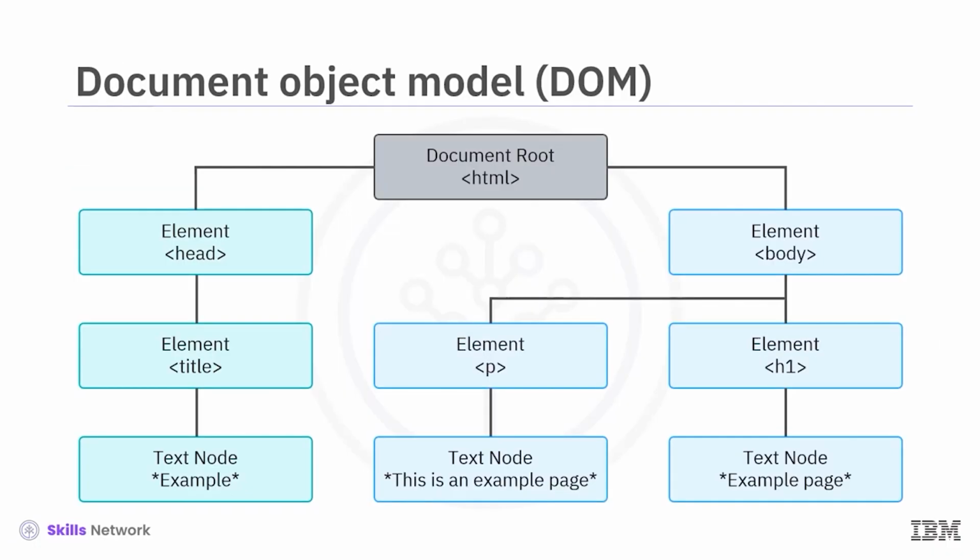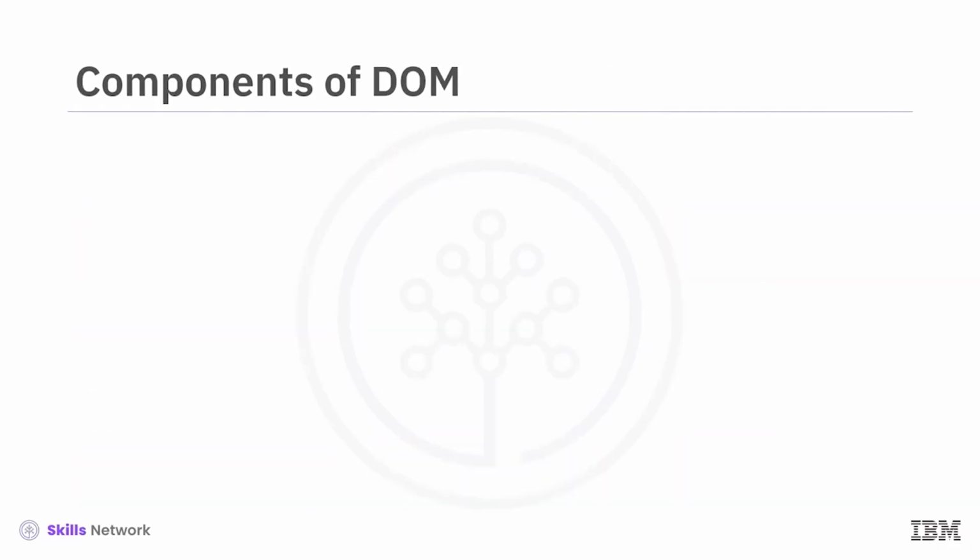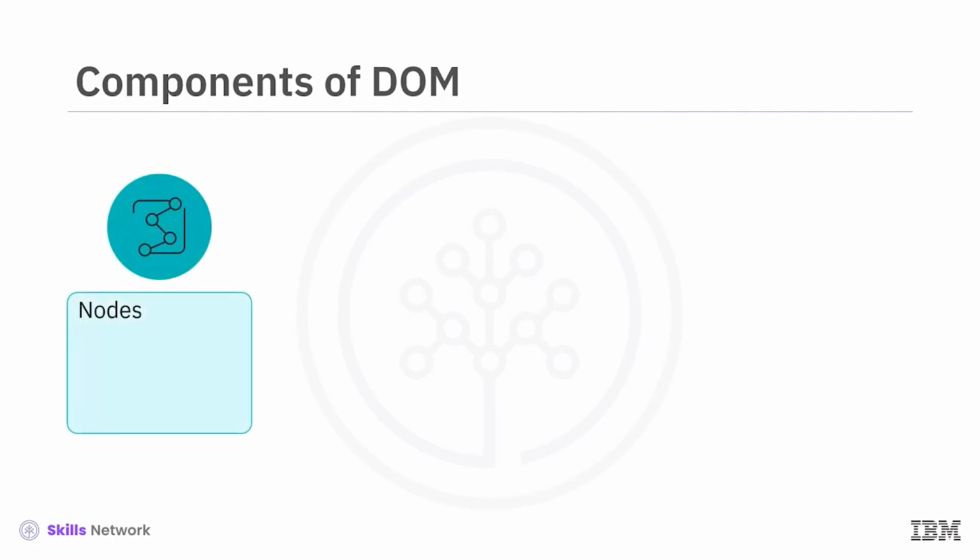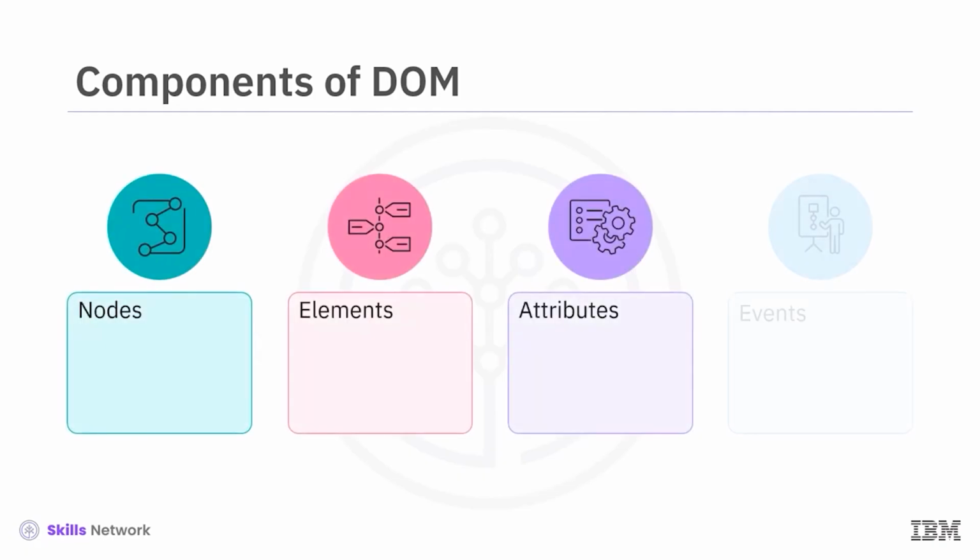The Document Object Model, DOM, is an interface for web pages and documents used to represent an HTML structure as a tree-like structure. Each node represents a part of the document, such as elements, attributes, and text. The DOM allows programs to access and manipulate web documents' content, structure, and style dynamically. The components of a DOM are nodes, elements, attributes, and events.